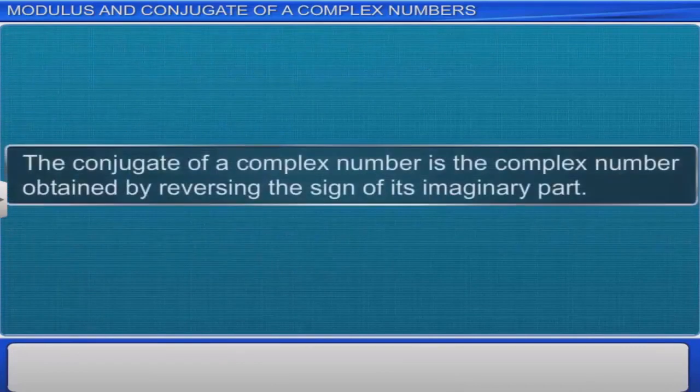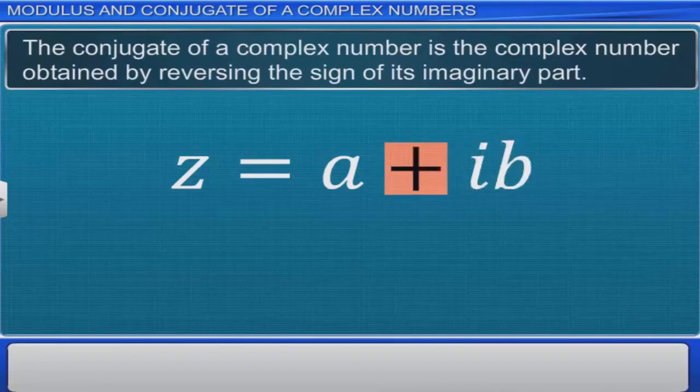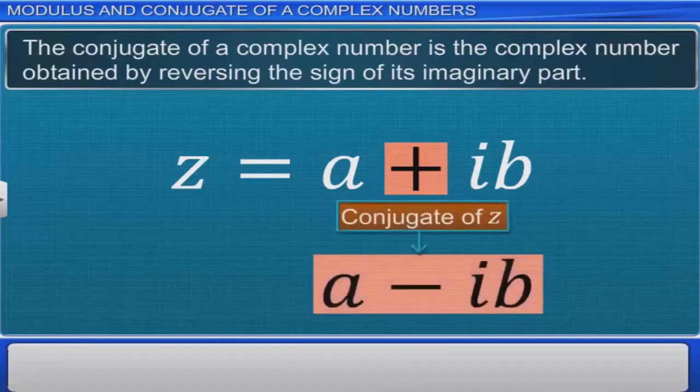The conjugate of a complex number is the complex number obtained by reversing the sign of its imaginary part. Let's consider complex number z equal to a plus ib. The imaginary part of z is b, and the sign of b is positive. Let's change the sign to negative. Thus, the number obtained is a minus ib. This is the conjugate of z. It is denoted by z bar.